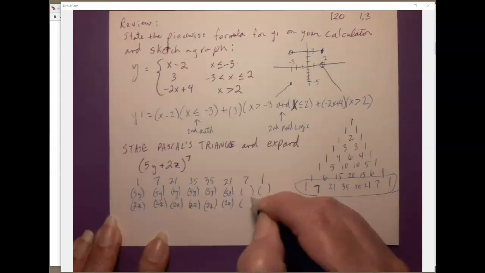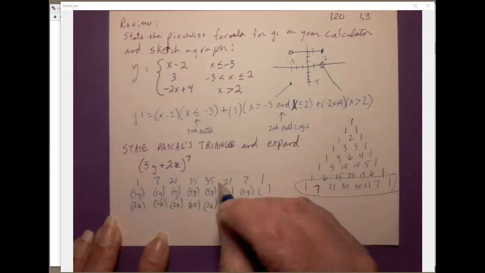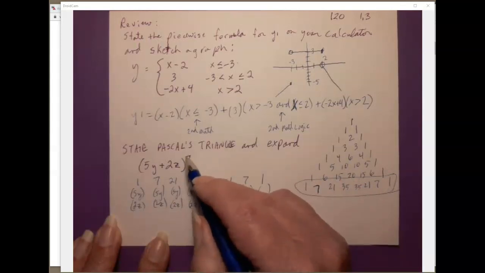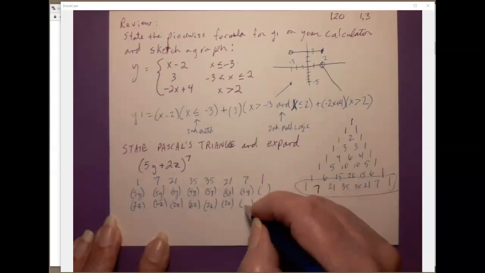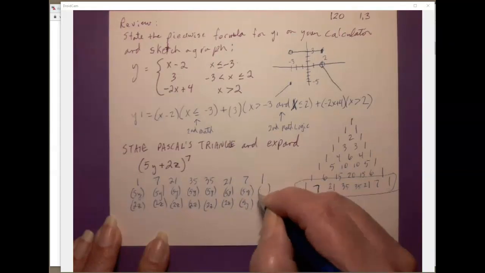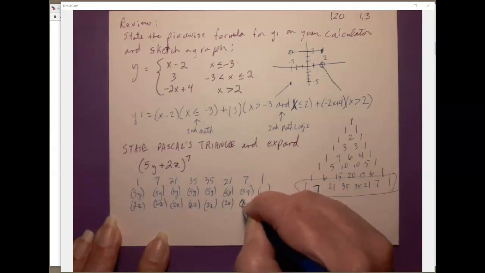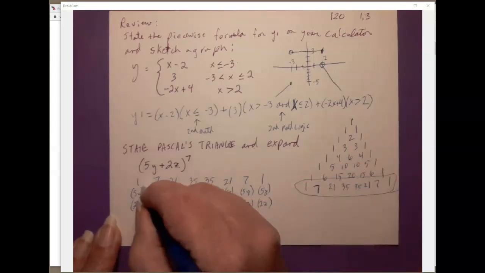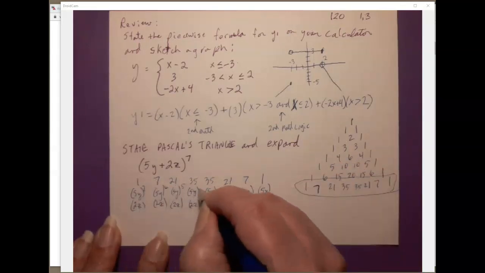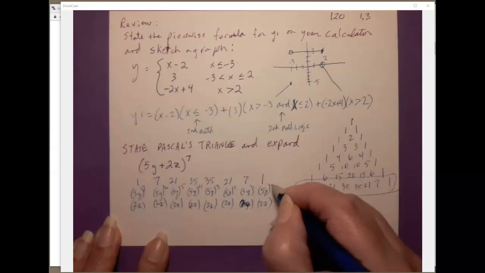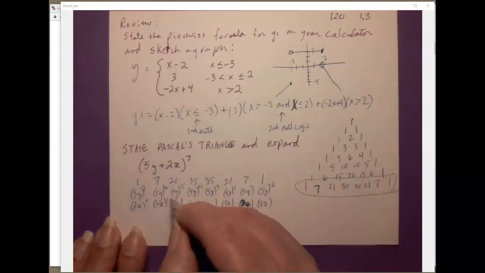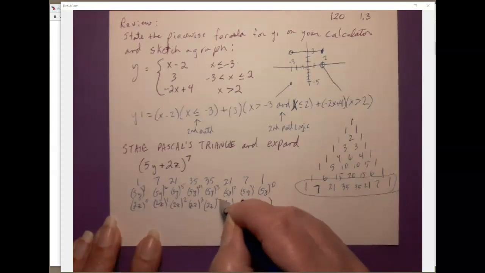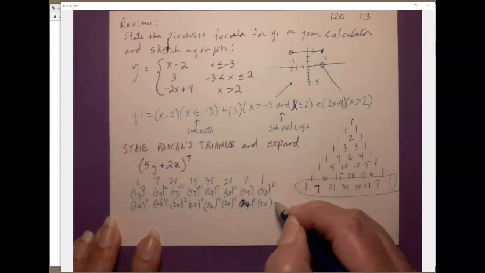So I just put all these in. And then I have to put the powers in. Remember that the 5y's are going to start with a 7 and decrease in power. Right there, I made a mistake. 2z. Oftentimes I'll do the first row because it's 5y all across, and do the second row, which would be 2z all the way across. So I'm doing 7, 6, 5, 4, 3, 2, 1, 0. 0, 1, 2, 3, 4, 5, 6, 7.